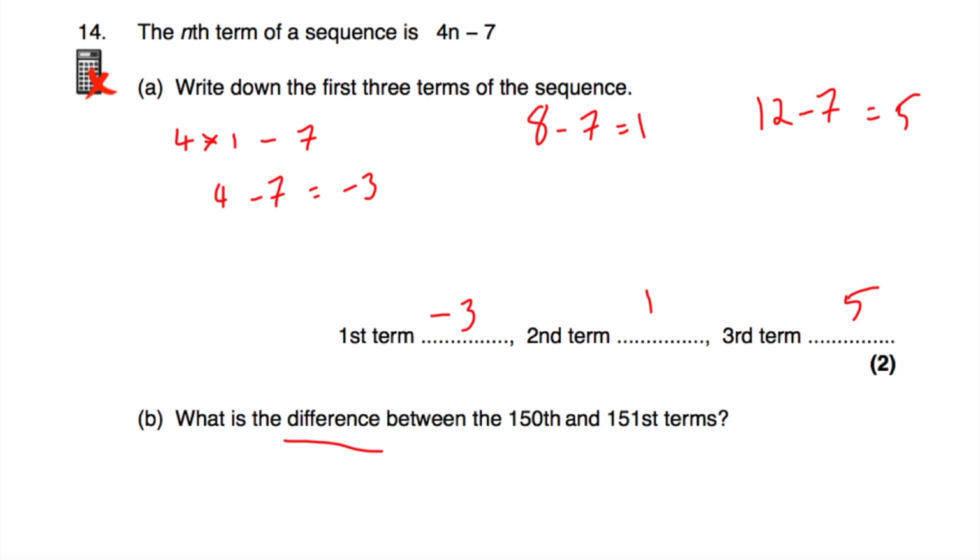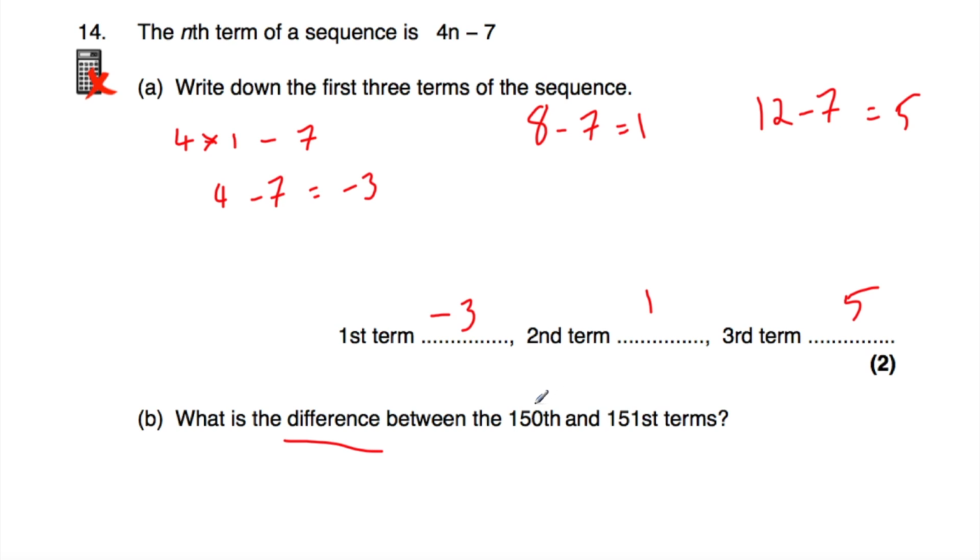Now, one way to do this question, and this would give you the right answer, is to substitute in 150 for n and 151 for n, and work out those terms. So work out the 150th term by doing 4 times 150, which is 600, and take away 7, which would be 593. And then find the 151st term in the sequence by doing 4 times 151, and then take away 7. And then take away those two answers and see what the difference between them is. So that's one way to do it.